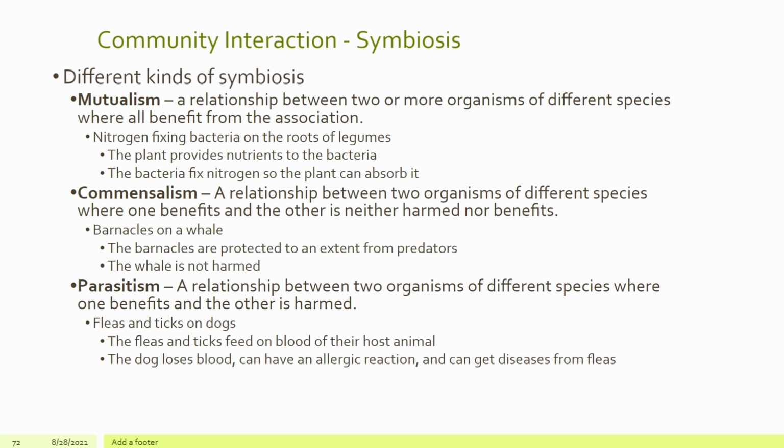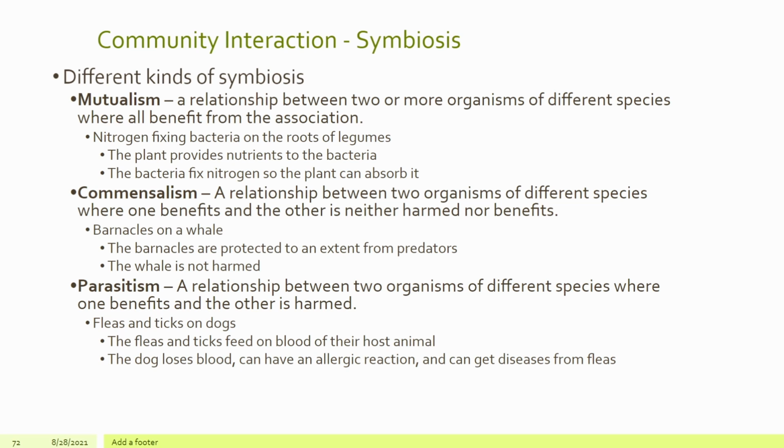And this is just one type of community interaction. Another type is symbiosis, and there are different types of symbiosis. There's mutualism, commensalism, and parasitism. Mutualism is a relationship between two or more organisms of different species where all benefit from the association. So in mutualism, both organisms in the relationship benefit, like rhizobia in plants, or nitrogen-fixing bacteria that aren't rhizobia, on the roots of legumes. The plant provides nutrients to the bacteria, and the bacteria fix nitrogen, so the plant can absorb it. A mutually beneficial relationship.